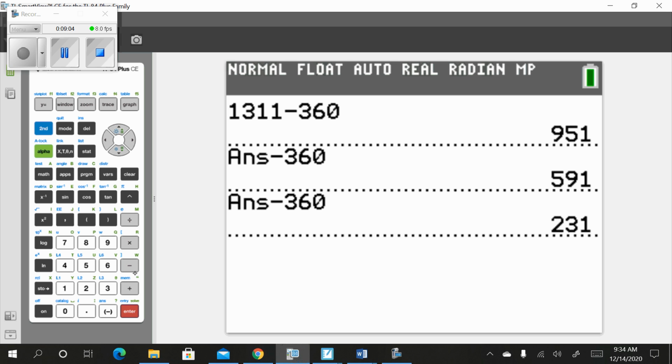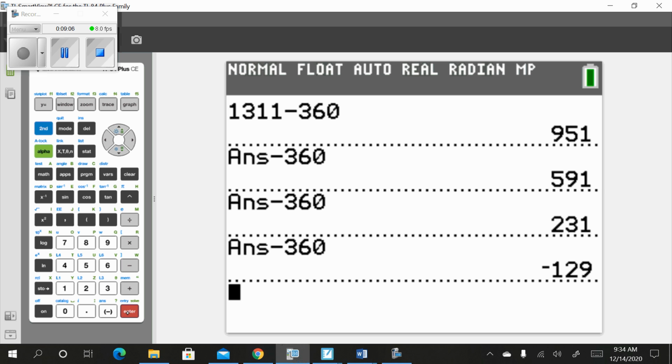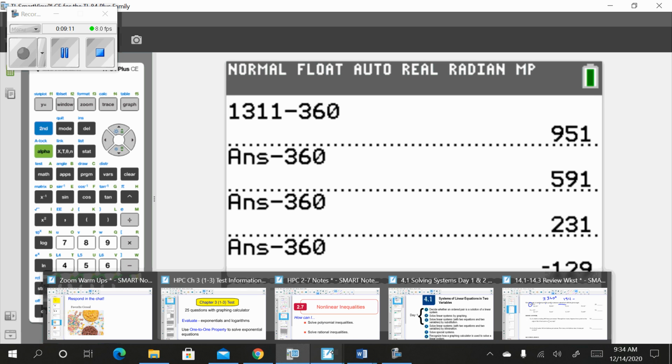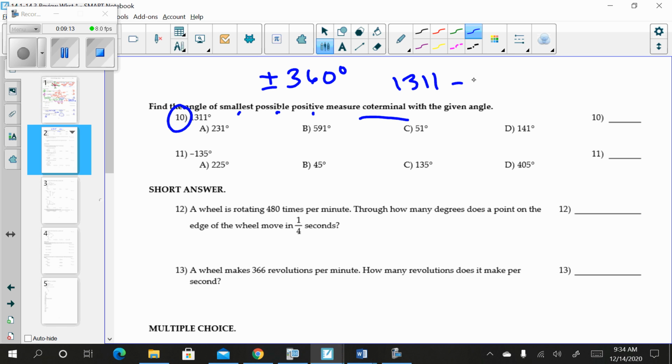The smallest positive means if I tried to go again, I would be a negative angle, so I've gone too far. So I need to subtract 360 3 times. That gets me down to 231. So I'm actually doing 3 360s, and that gets me down to 231 degrees.